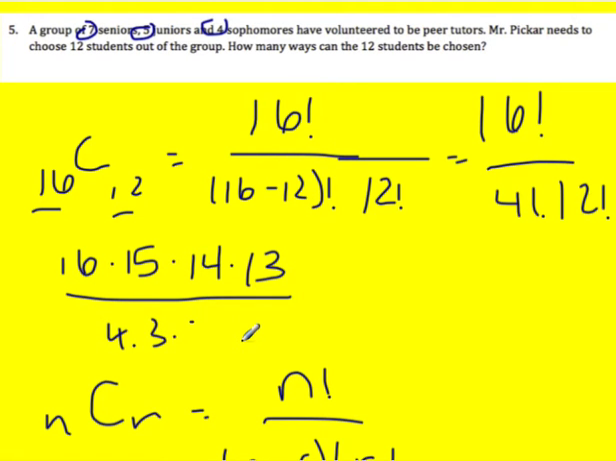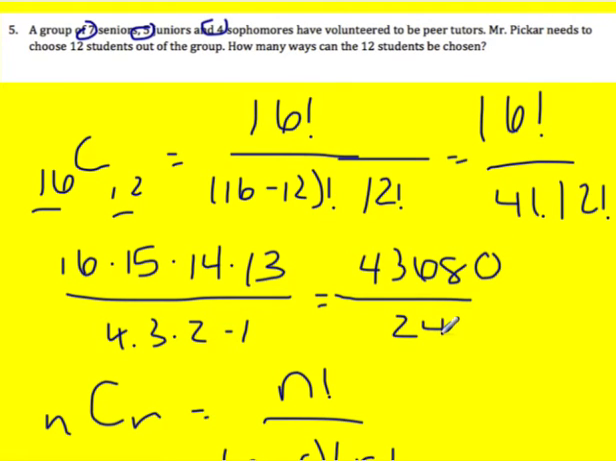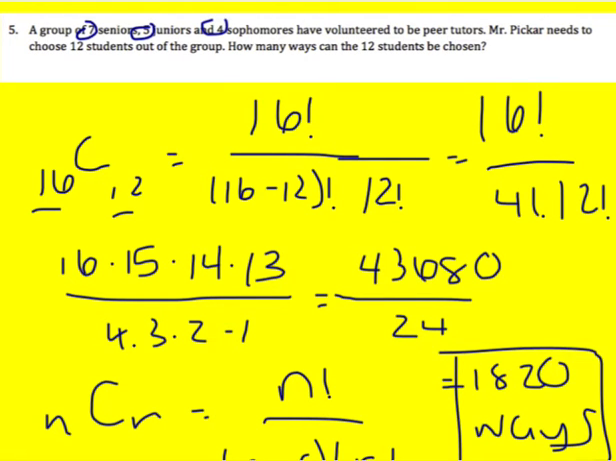So then you're going to multiply across the top. When you multiply across the top, you end up getting 43,680. When you multiply across the bottom, you end up getting 24. And then you can go ahead and divide those out, and you get 1,820, and then your label is ways. So that's the number of different ways that you could do this.